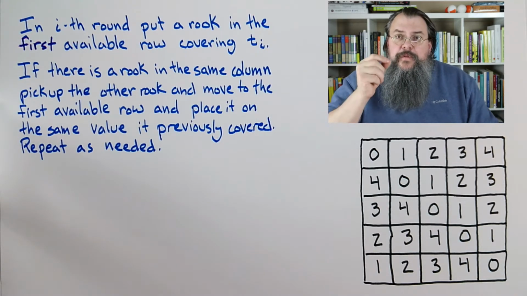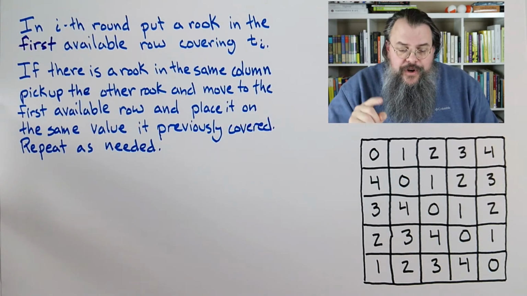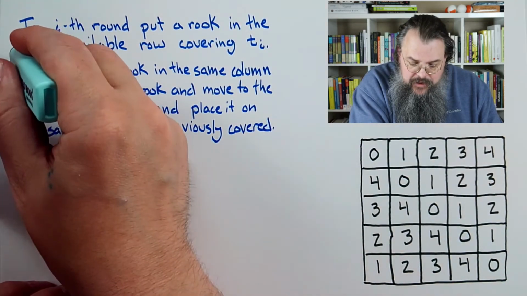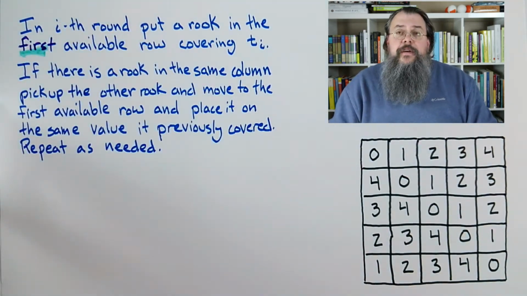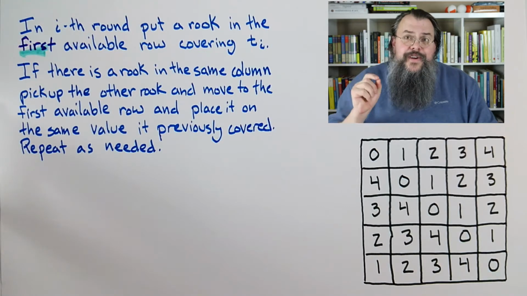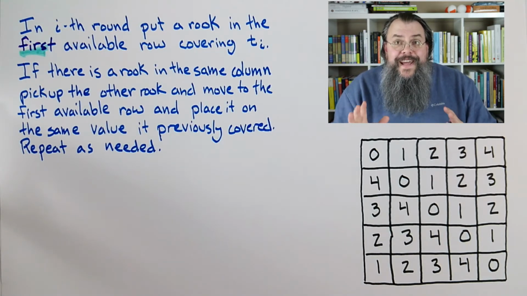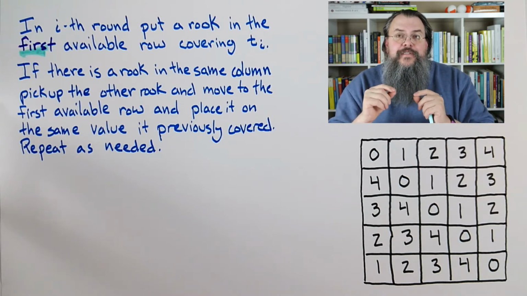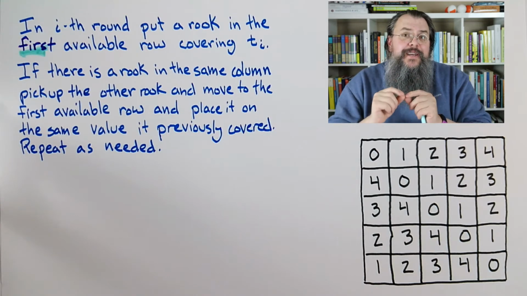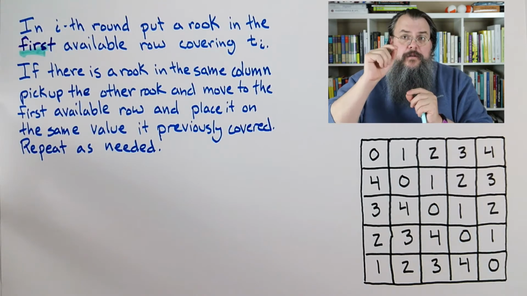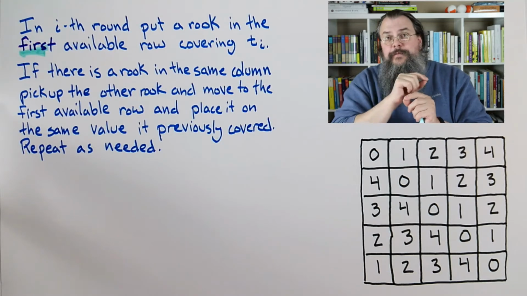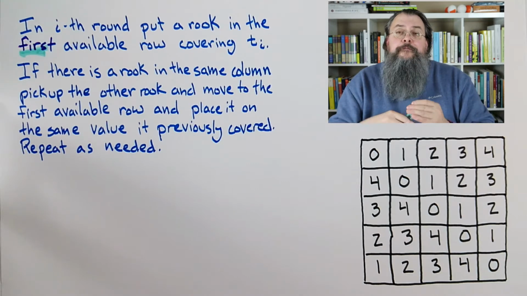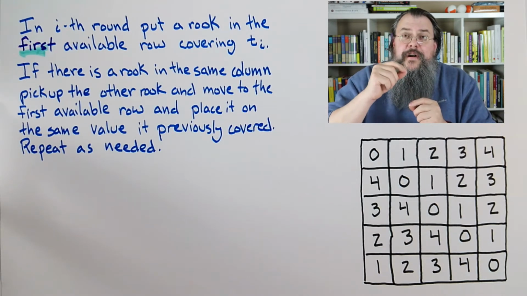So, okay, we pick up a rook, we look for the first row. All right, that's somewhat important, and that needs to be noted. It's the first row that's available. And we put the rook so it covers t sub i. Great. Now, there's a catch. And here's the part that's important. It could be the case that there's something in the same column where we put the rook. Definitely not in the same row, because when we said the first available row, available means there's not a rook already there. So we say, is there something in the same column?